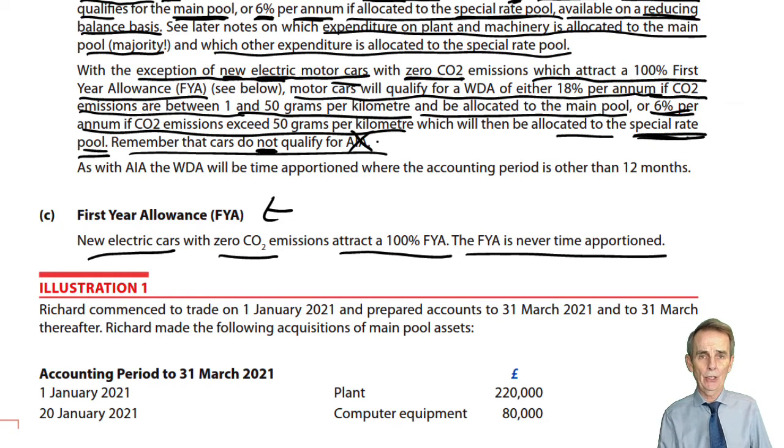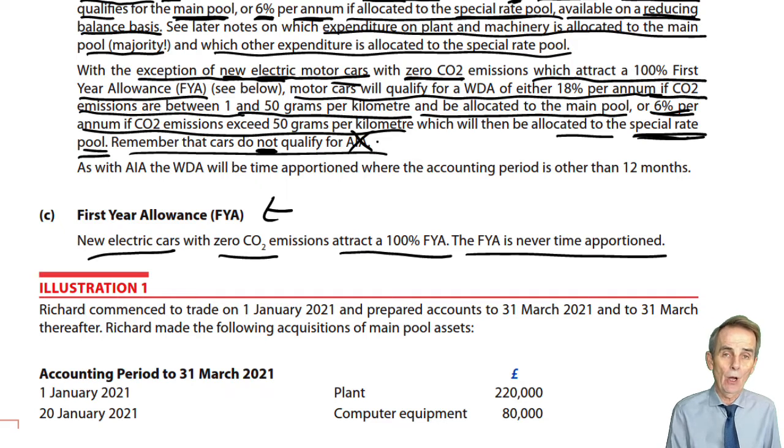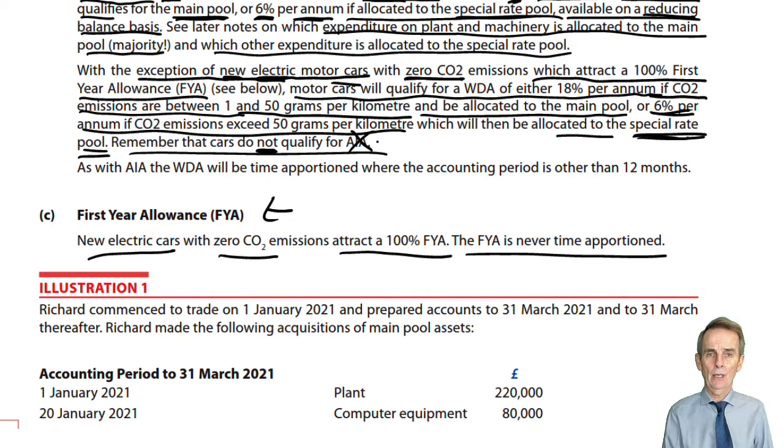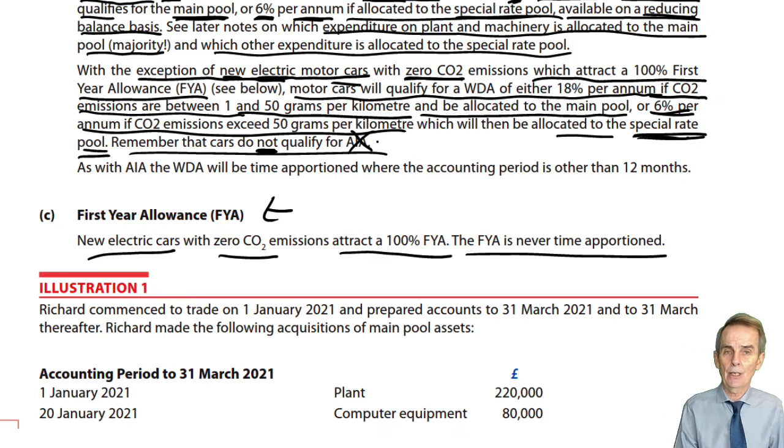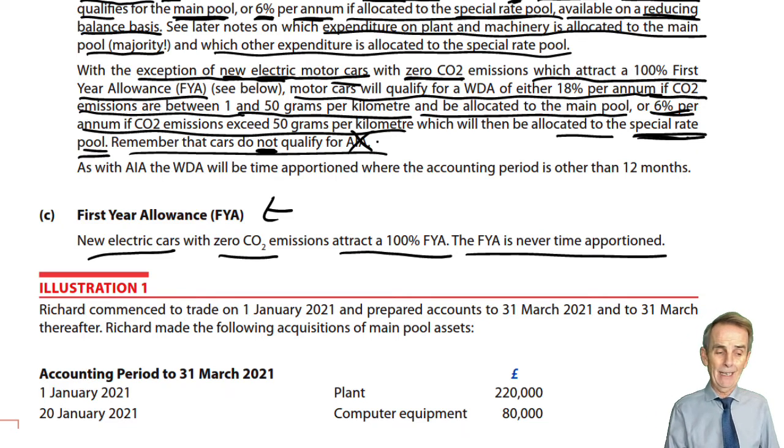All of our other cars are then going to rank only for WDA, where again it's a CO2 emission issue. As long as we do not exceed 50 grams per kilometre, then we'll have main pool allocation and an 18% annual writing down allowance available, again remember on a reducing balance basis. If the car's CO2 emissions are in excess of the 50 grams per kilometre level, then it's special rate pool, and that means only 6% per annum available.